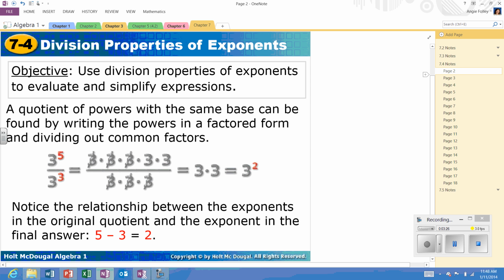So today we're going to look at using division properties of exponents to evaluate powers. A quotient of powers with the same base, okay, so it has to have the same base, can be found by writing the powers in factored form and dividing out the common factors.